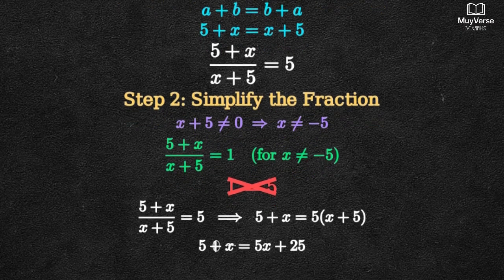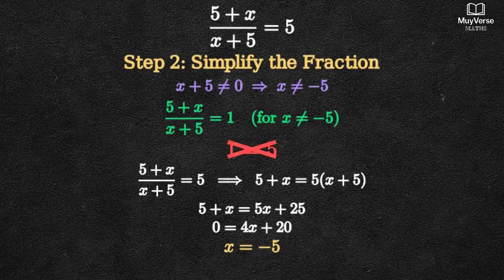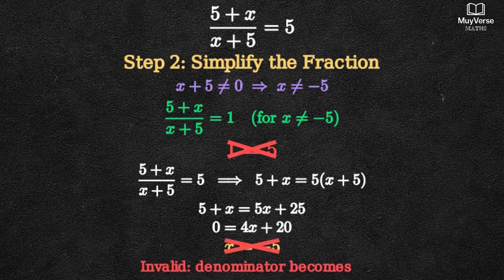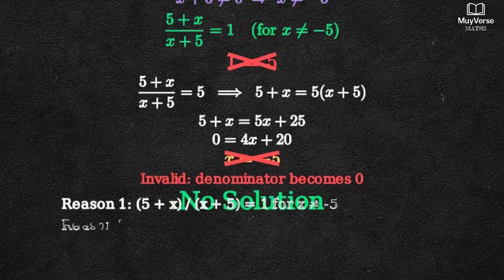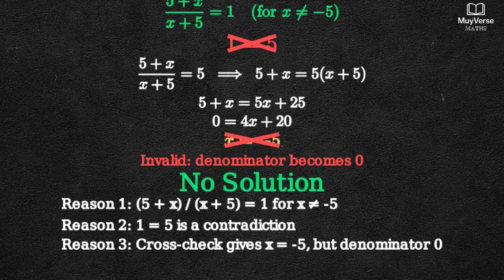That simplifies to 5 plus x equals 5x plus 25. Then 0 equals 4x plus 20, so x equals negative 5. But x equals negative 5 makes the denominator 0, so it is not allowed. Conclusion. There is no solution for x. Every allowable x makes the left side equal 1, which cannot equal 5.